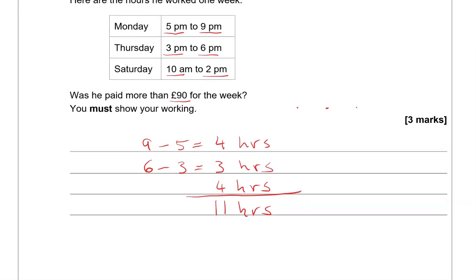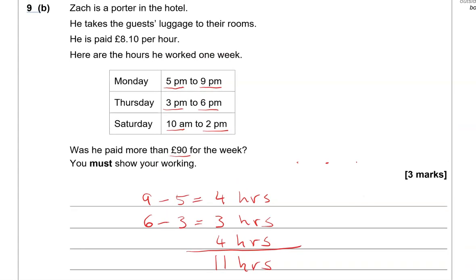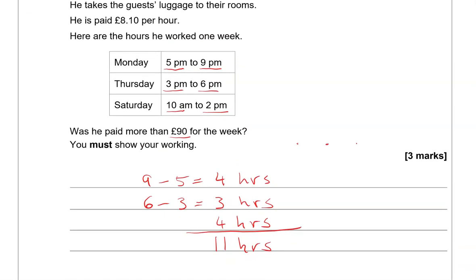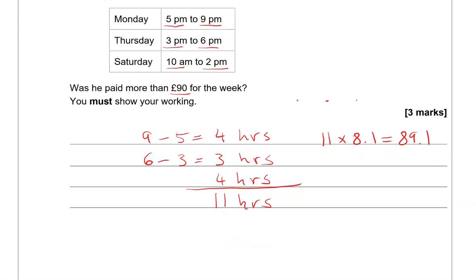Now, what is the rate? That is £8.10. So we're going to do 11 times 8.1, and that gives us 89.1. So that is £89 and 10 pence. So was he paid more than £90? No.